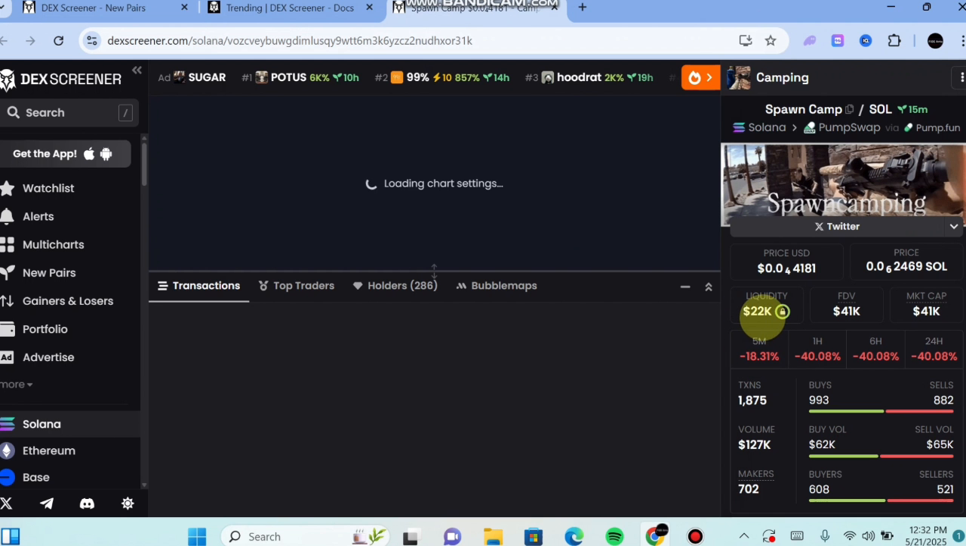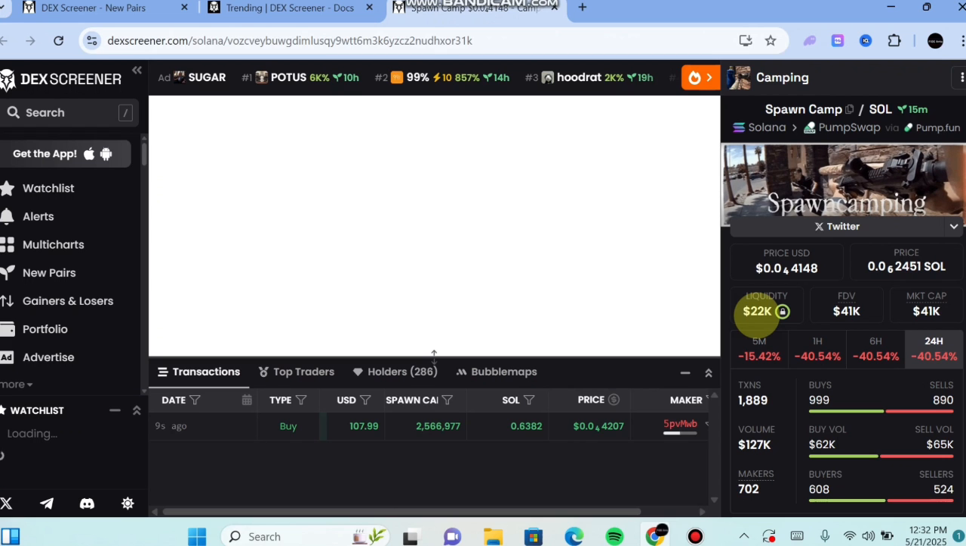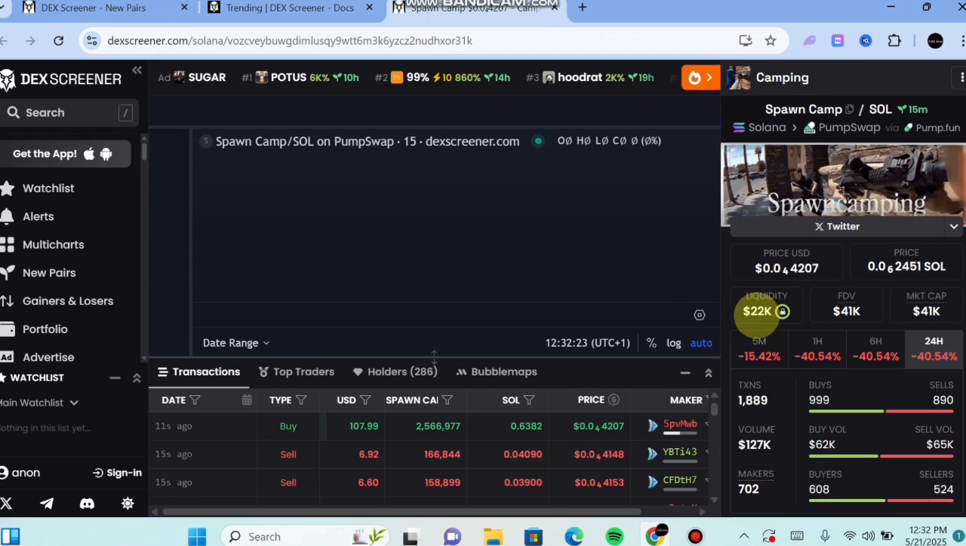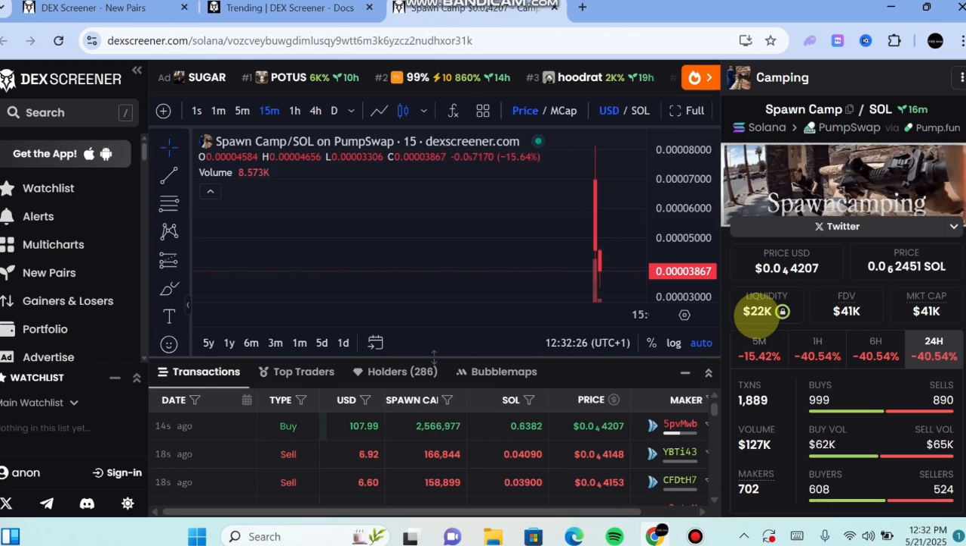So guys, over here is liquidity. Liquidity simply refers to the amount of money that the developers put in that you can use to exchange this token. If there's no liquidity in a particular coin, you can't swap it, you can't buy and you can't sell the coin. Market cap is very important.